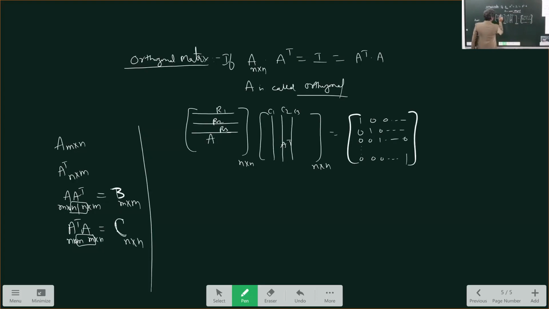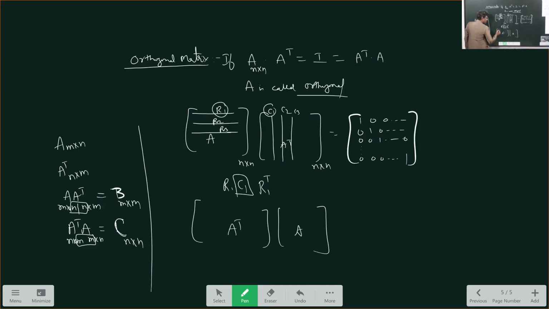Here I am multiplying row 1 into column 1, that is R1 into C1. But what is your C1? C1 is the transpose of R1. Do you agree? So a row is multiplied with a column. Similarly, when I am talking about A transpose into A, this is my A transpose and this is my A. The transpose is nothing but the columns changed to rows. Both the row is changed to column. Now here you are talking about row into column.